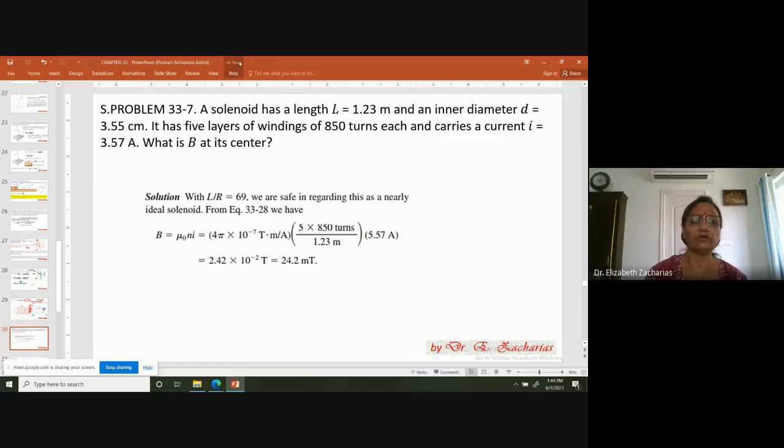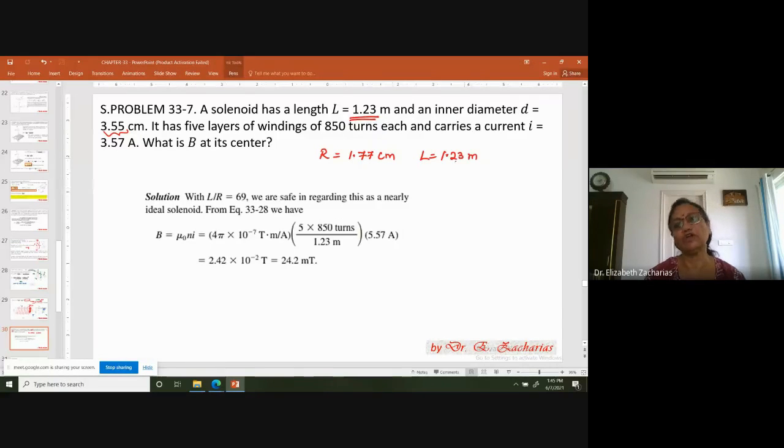Okay, so now let's try out this problem. You have a solenoid. The length of the solenoid is 1.23 meters. And look at the diameter. The diameter is 3.55 centimeters. So what is the radius? Radius is going to be, anyone? 1.77, let's say. It's 1.77 centimeters. Whereas the length is 1.23 meters.